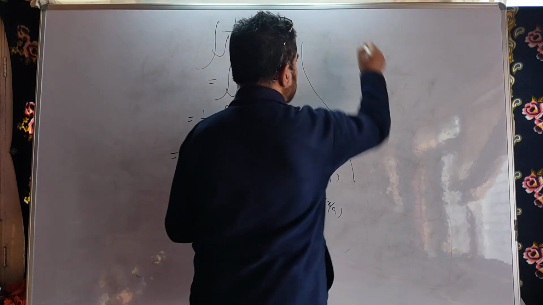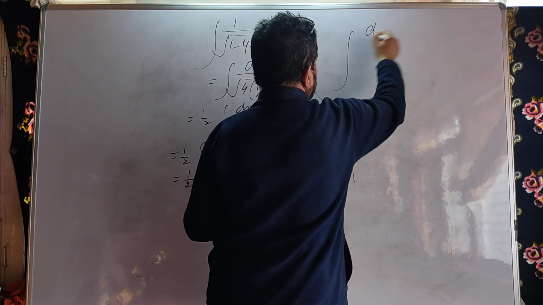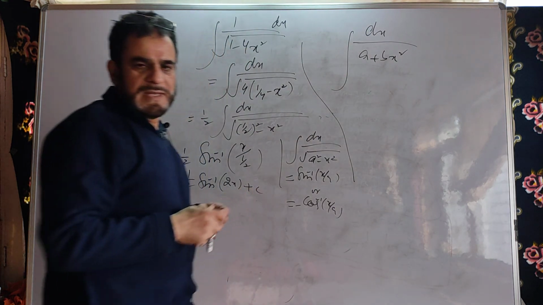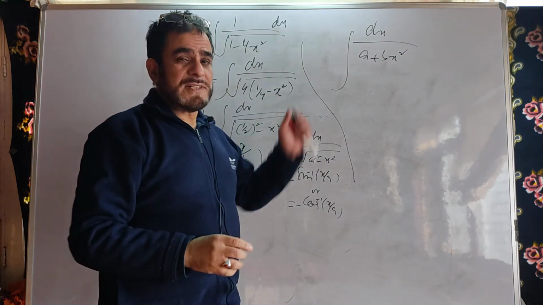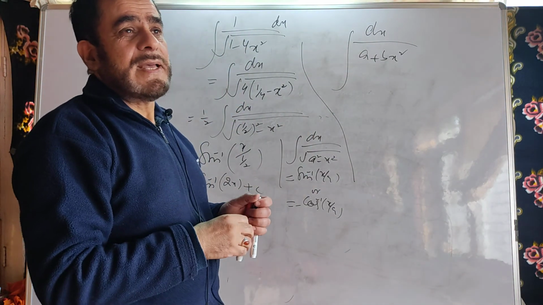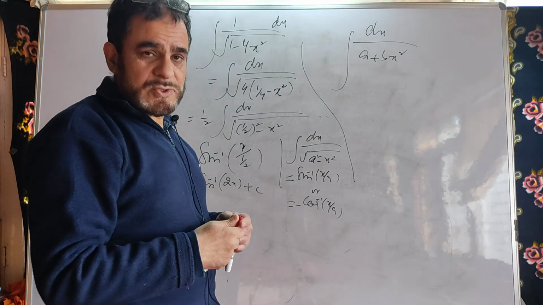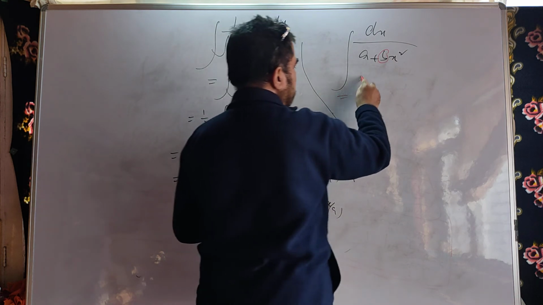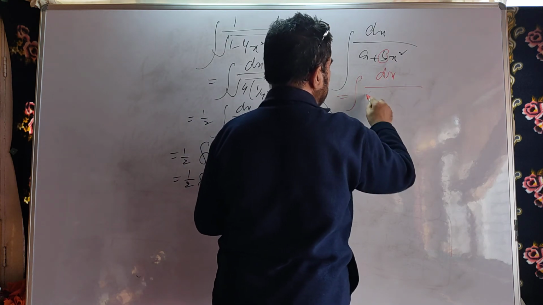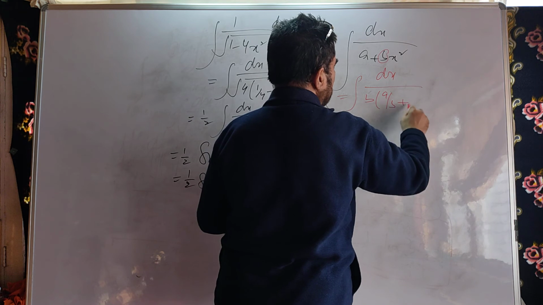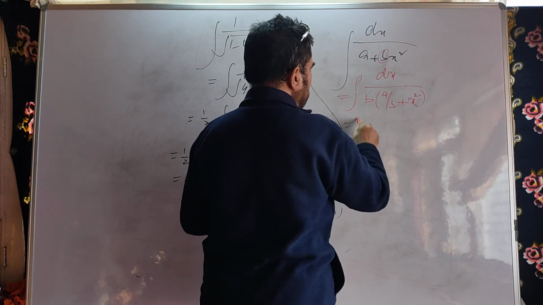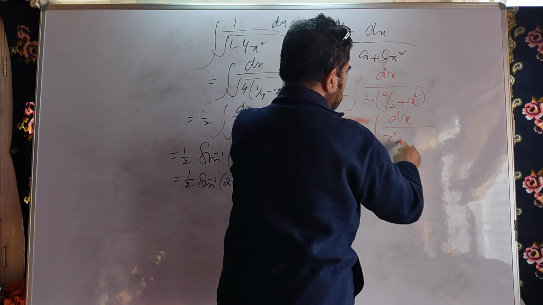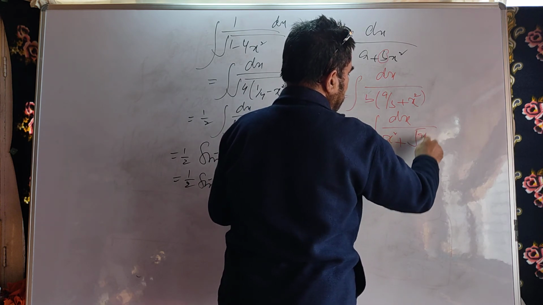Suppose you have to integrate dx by a plus bx square. How will you proceed? You will also try to write it in the standard form. Our standard form is dx by a square plus x square. We can also get rid of this b here. Simple way: take b out, it is a by b plus x square. Isn't this? This is 1 by b integral of dx by x square plus, I will write, root of a by b whole square.